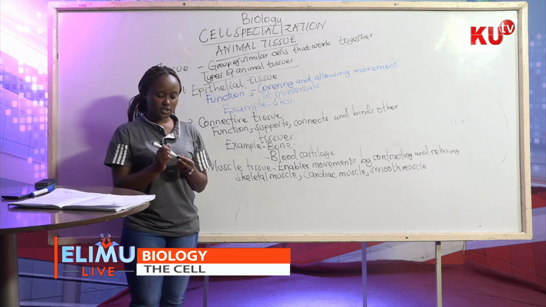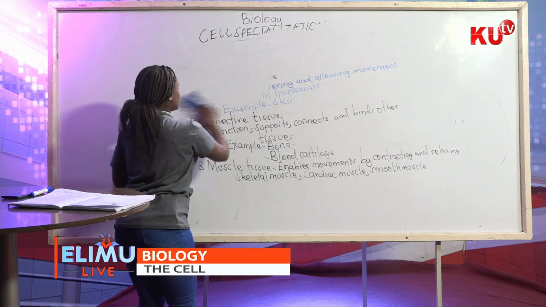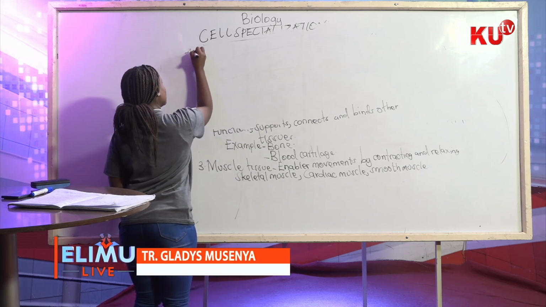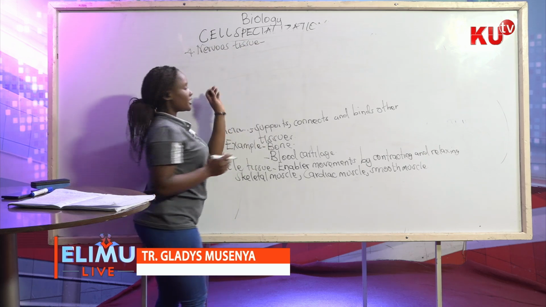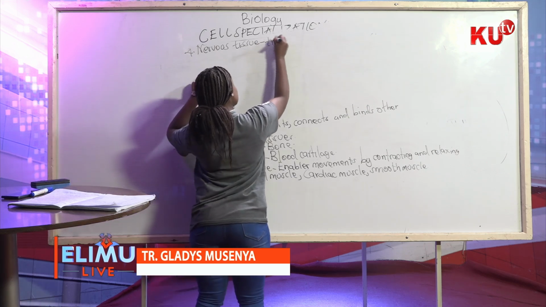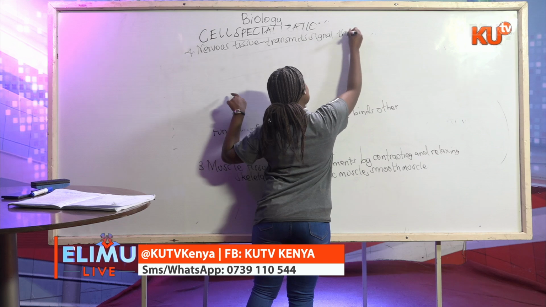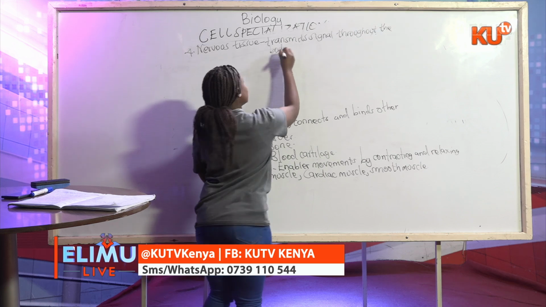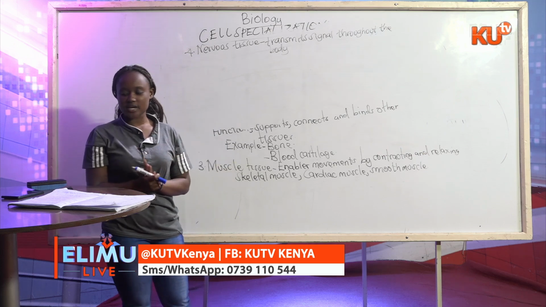We go to our fourth tissue, which is the nervous tissue. In nervous tissue, it transmits signals throughout the body. Its function is to transmit signals throughout the body, and it enables communication between different body parts.